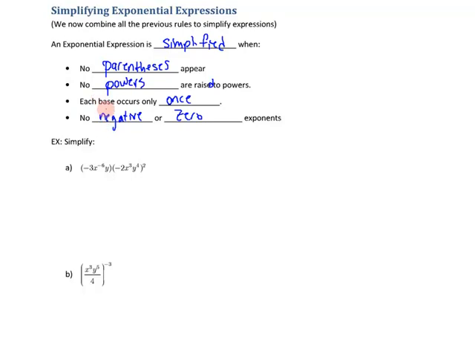So let's look at this example here. We have negative 3x to the minus 6 times negative 2x cubed y to the fourth squared. Now, because this is an exponent on the second factor, the second set of parentheses, it applies only to those parentheses. So I need to do that first because exponents come before multiplication. So I'll have minus 3x to the minus 6y times a negative 2 squared, an x cubed squared, and a y to the fourth squared.